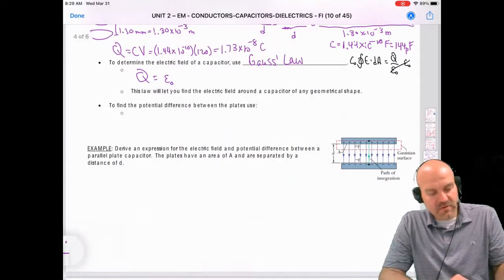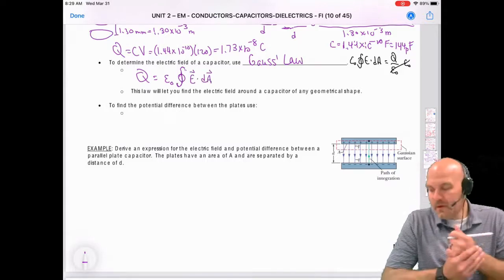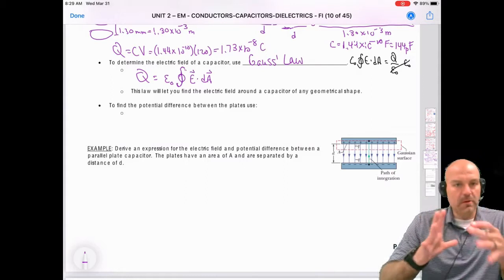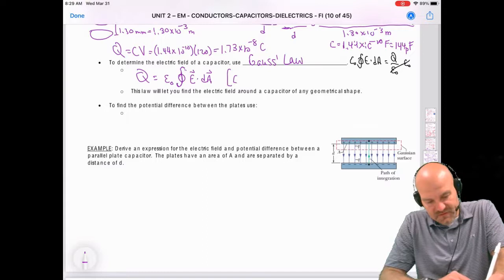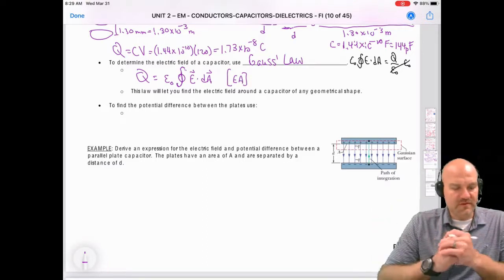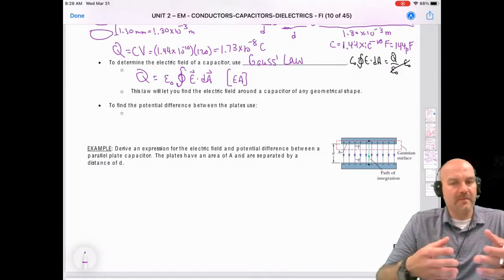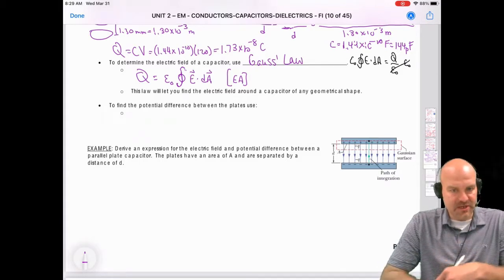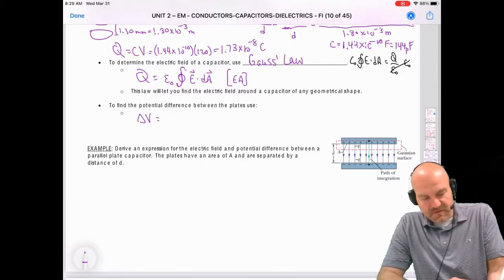So Q equals epsilon naught times the surface integral of E dot dA. Again, you don't have to go, oh no, there's a surface integral. Remember, a lot of times the answer to this surface integral is just going to be E times A, and that's all you have to worry about. So this law will allow you to find the electric field around a capacitor of any geometrical shape.